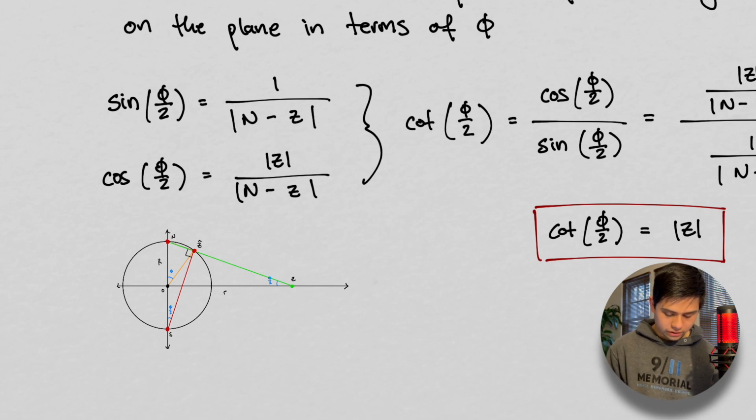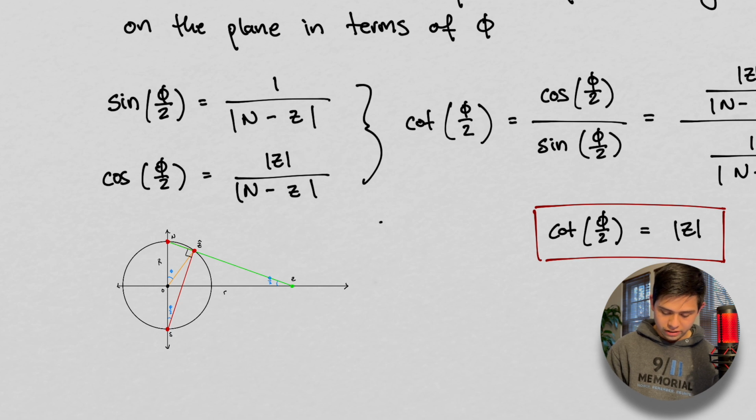So the point here, again, is we want to say that sine of theta over 2 is equal to 1 over the distance n minus z. And we can look at this picture. So n minus z, that distance right here, and the sine right here. Here, I'll write this out.